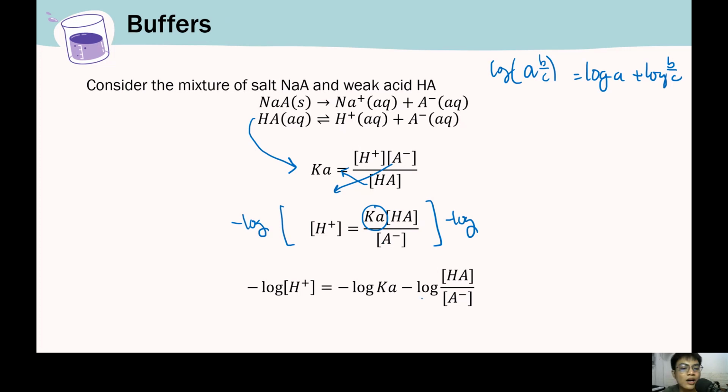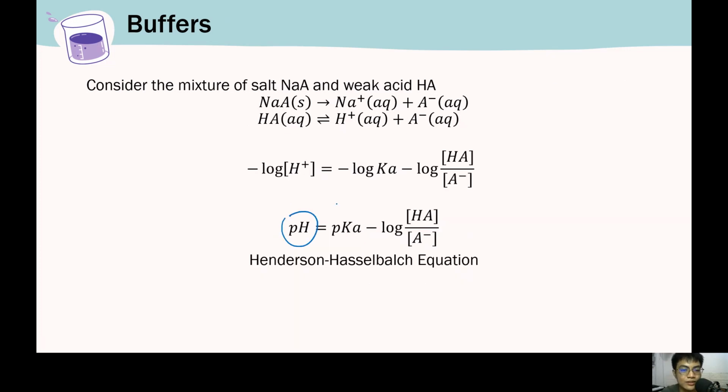Okay? Now, what's negative log of H? That is your pH. What's the negative log of Ka? We call that the pKa. And then the negative log of the ratio of the acid and the conjugate base. We call this the Henderson-Hasselbalch equation. And this equation governs the pH of a buffer solution. So siya yung nagdidikta kung ano yung pH niya. Okay? So this is the pH version of the Henderson-Hasselbalch equation.